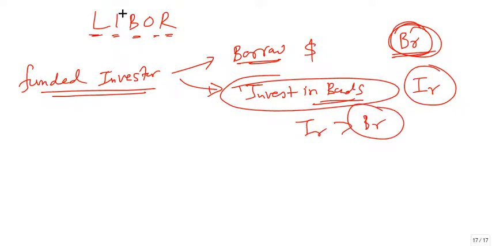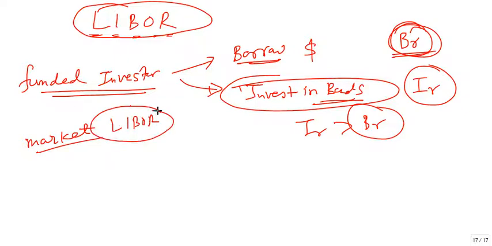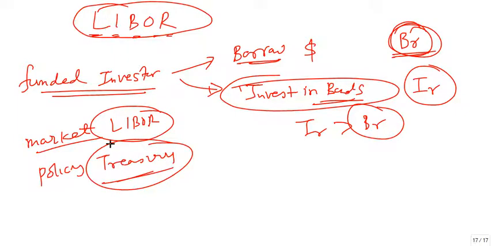Now note that LIBOR has become the de facto floating rate interest standard in the world because it is determined by the market. So LIBOR is market determined. It is not influenced by the policy of the treasury. We have said that some treasury rates are determined by Federal Reserve policy tools: open market operation, discount rate, reserve requirement. The LIBOR rate is a market determined rate, not the same as the treasury yield curve or the treasury yield.